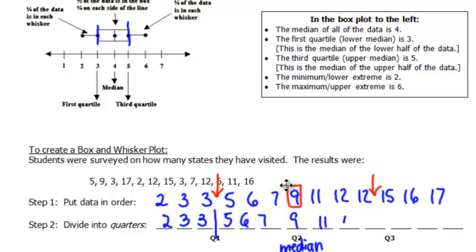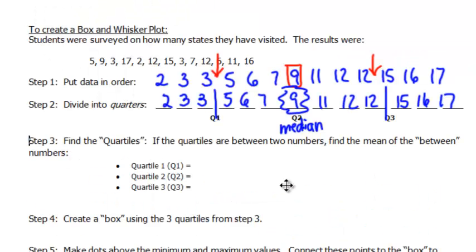And then 11, 12, 12. That's going to be quarter 3. And 15, 16, 17. So if you look at this, I now have, this is kind of my middle. I won't always have a middle. It might be an even number of scores, and then I wouldn't have a middle. But I would do the same thing that I normally do with a median, and that's take the average. So let's find out how we do that.